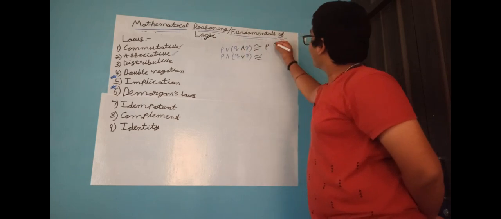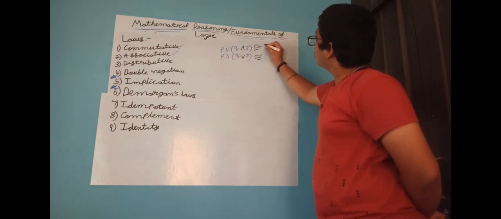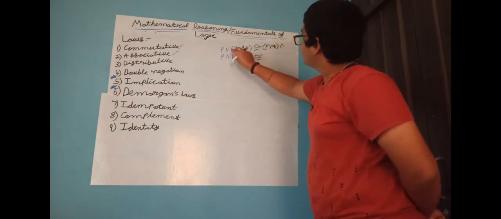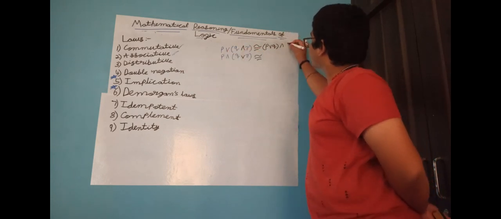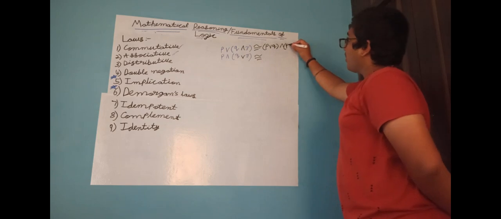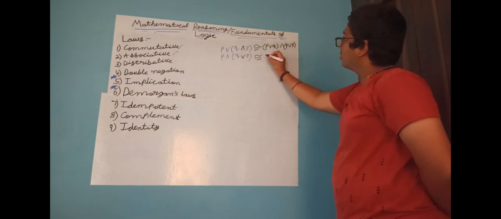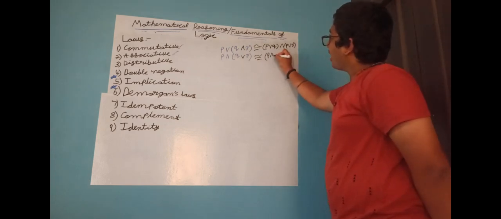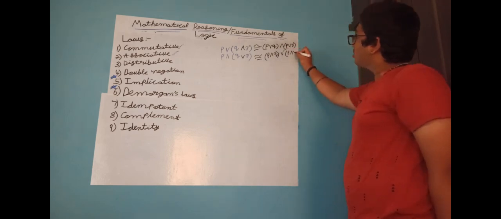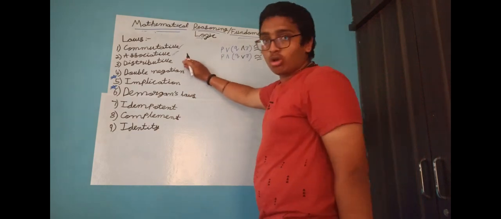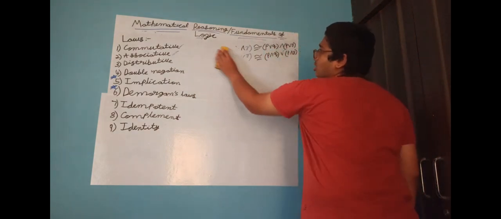By distributive law we get P or Q, and since we are doing P with Q, P with R, in the middle the symbol will be this P or R. Here similarly, P and Q or P and R. This is what the distributive law states. Three laws we have completed.